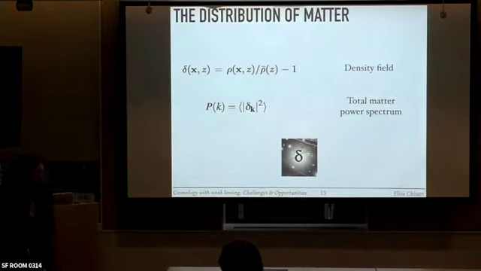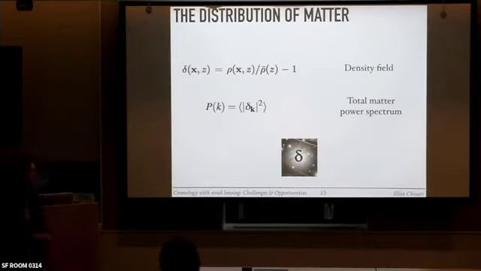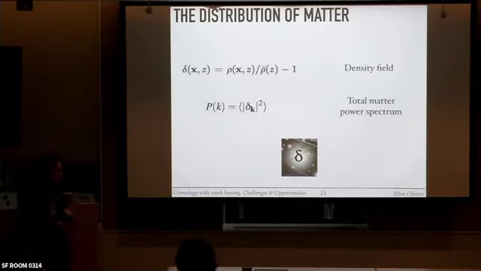So in terms of quantifying the distribution of matter, I'll be using this quantity over here called the power spectrum. If we take the overdensity field of the universe, the density with respect to the mean minus 1, take the Fourier transform squared and take the expectation value of that, that's what's called the power spectrum, and it quantifies the distribution of matter in the box.